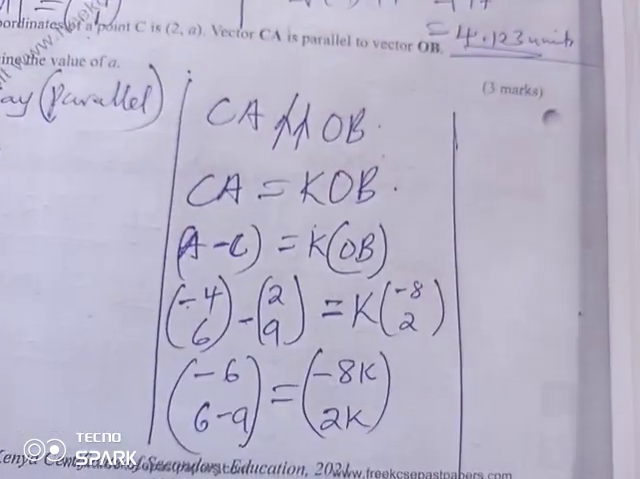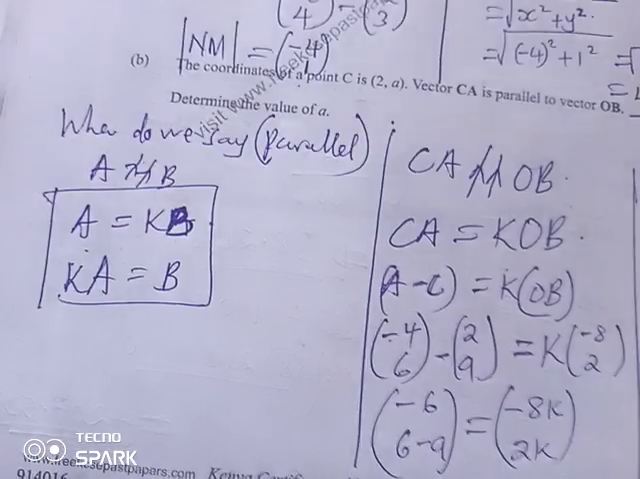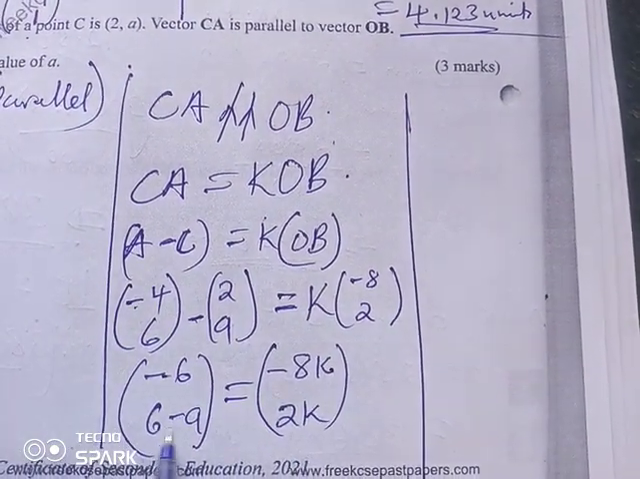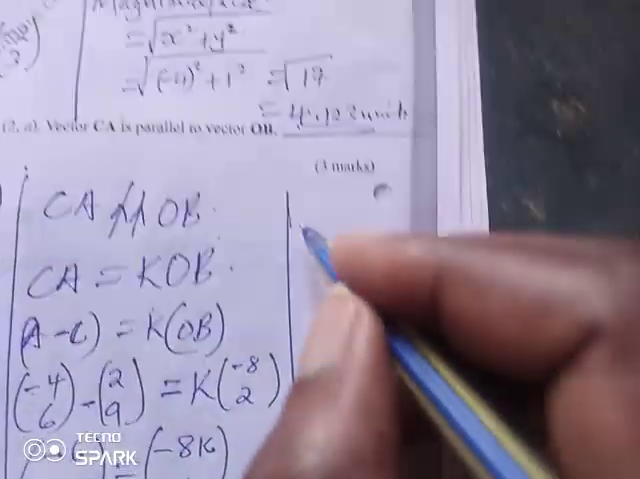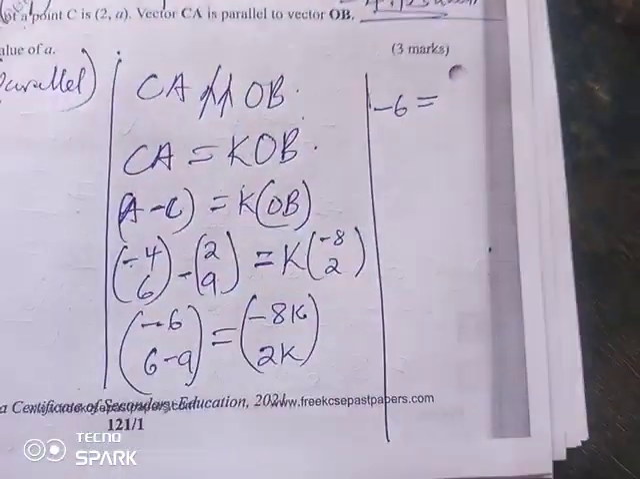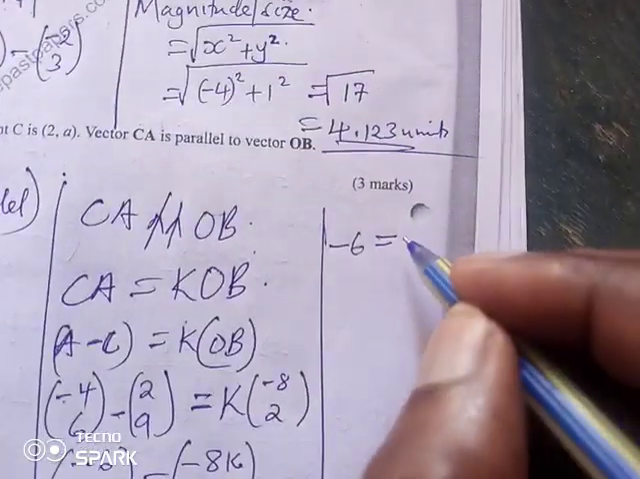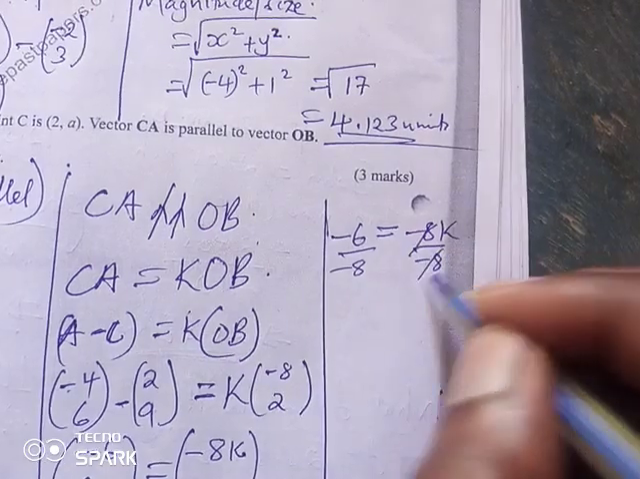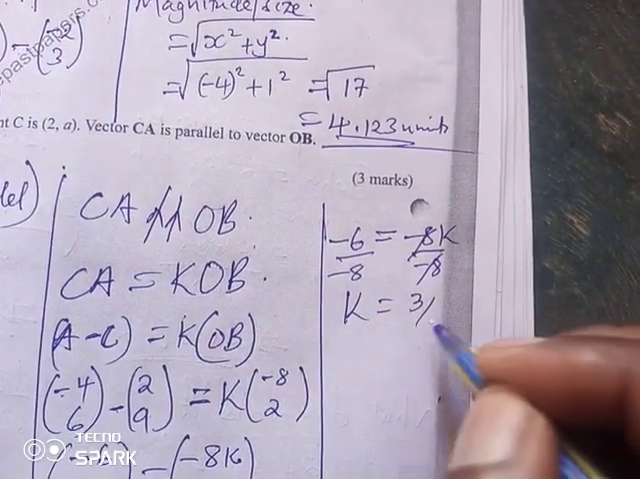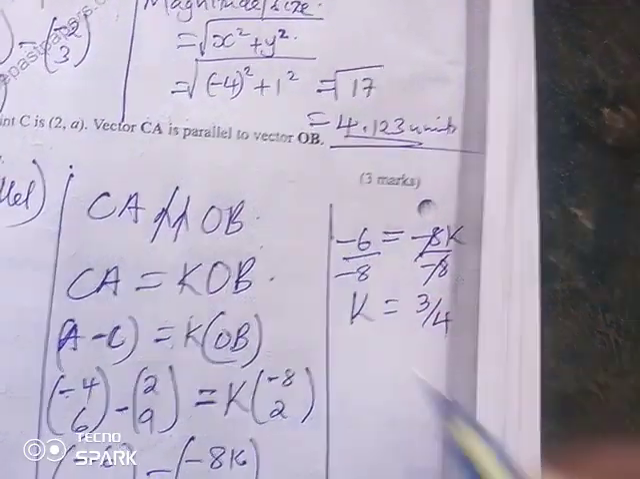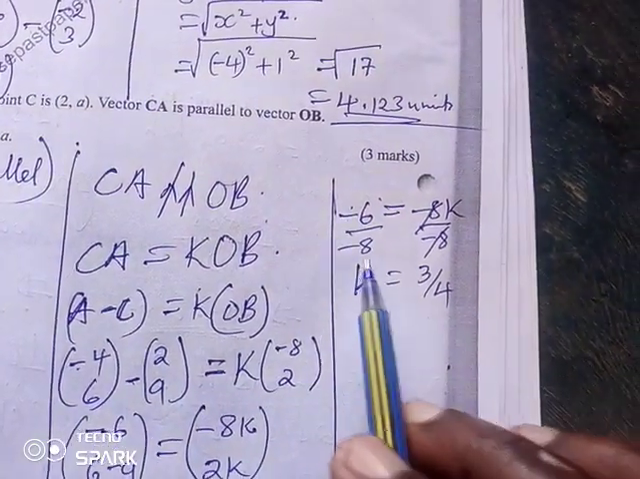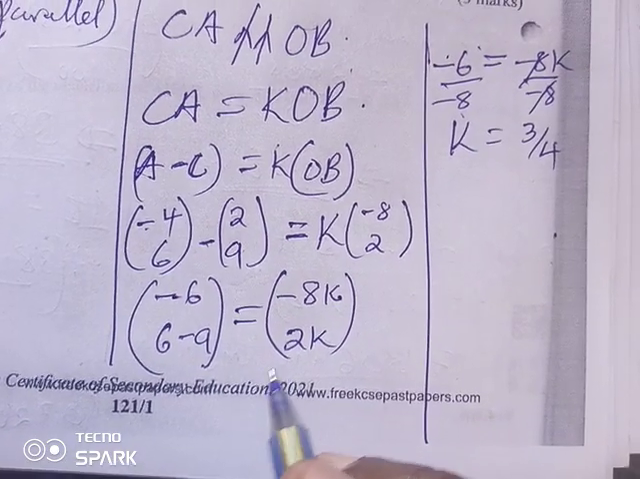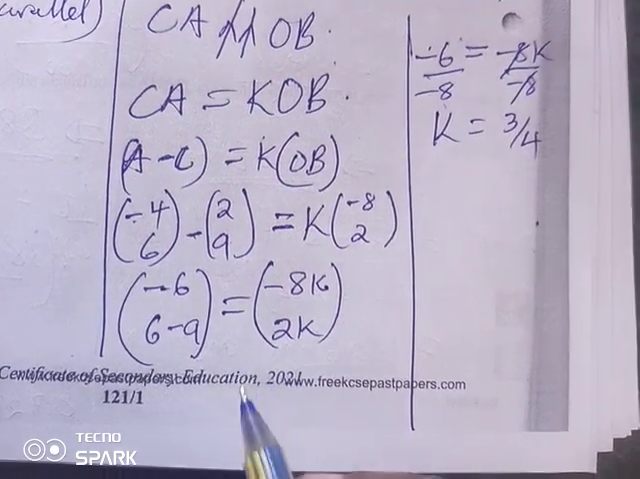I hope you are together up to there, guys. Follow your teacher and you shall never be lost. So the upper equations for themselves, the lower equations for themselves. Minus 6 becomes equivalent to minus 8K. Dividing by minus 8 on both sides, K becomes 3 over 4, with 2 as a common factor: dividing 6 gives 3, dividing 8 gives 4. Now for us to get a, K should still be the same.